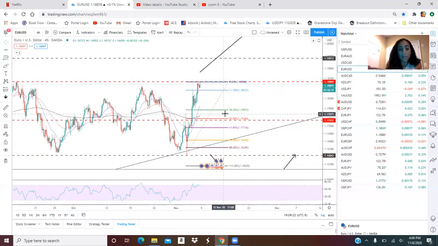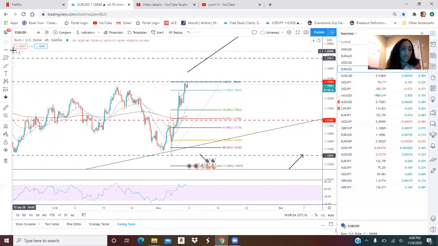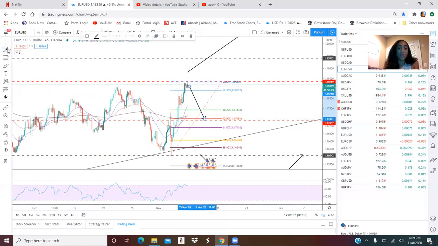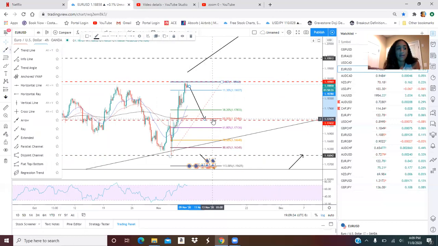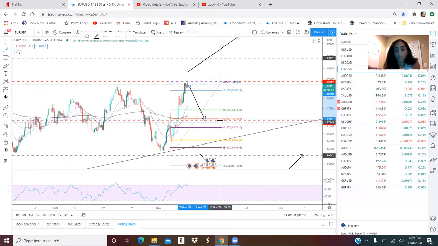So if it does come back to this 50% and this line that we just drew, I would be interested to see if it's going to hold up that structure and then give us a signal that it's going to continue to go back up.